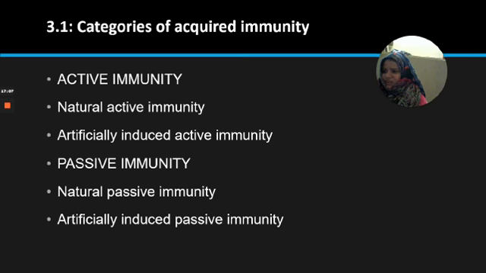Passive immunity has two kinds: natural passive immunity and artificial passive immunity. In natural passive immunity, antibodies are transferred from one person to another through a natural method. Artificial passive immunity is safely developed by giving a person an injection and transfer of antibodies made by someone else.